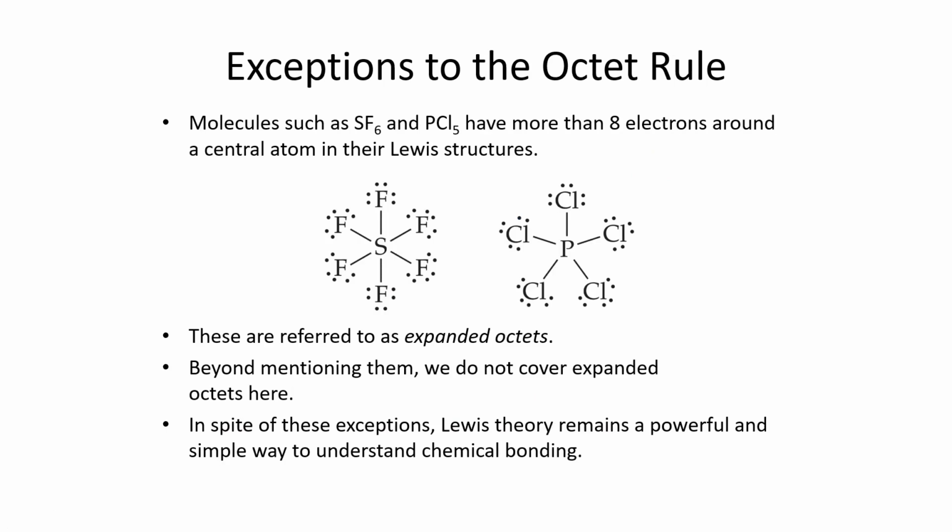There are exceptions to the octet rule. Molecules such as SF6 and PCl5 have more than 8 electrons around a central atom in their Lewis structure. These are referred to as expanded octets. Beyond mentioning them, we did not cover those in this class. And if you happen to see this on a homework assignment or on a practice problem, you can just refer back to this slide. But these will not be on a test. So you will not be tricked up on a test using these.